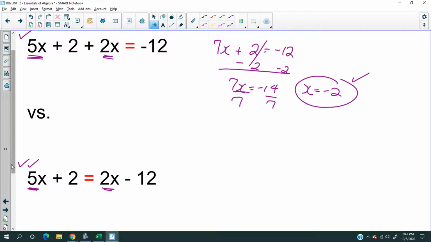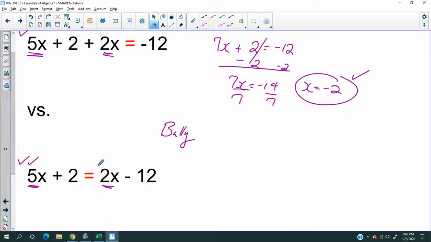So imagine if you have a bully, a person who picks on kids that are smaller than them. Same thing here. We will subtract 2x from both sides. This is how I would have taught the 7th graders: you find the smaller variable, subtract that first. So what happens here? It cancels out. 5x minus 2x, that's 3x. Bring down the negative 12.